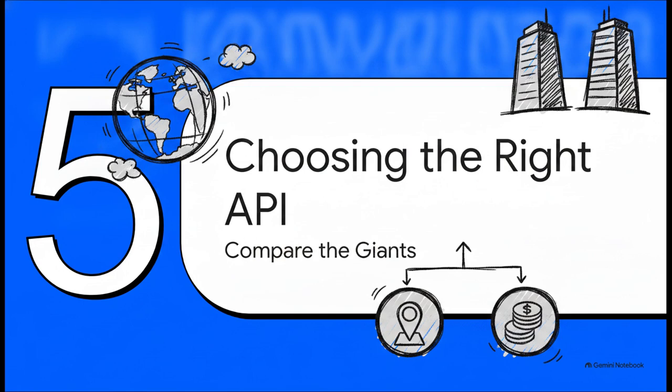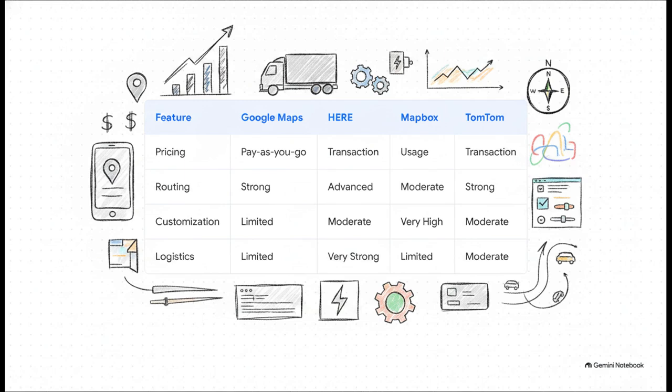Let's wrap things up with Section 5, choosing the right API. If you're a developer building custom applications, this is where the rubber meets the road. When you compare the giants, the differences are pretty clear. Google Maps is super familiar and great for consumer apps, but that pay-as-you-go model gets really expensive at scale. Then you have Here, which is an absolute beast for enterprise logistics, offering advanced routing for trucks and EVs. Mapbox rules the space for deep UI customization, and TomTom sits solidly in the middle with highly reliable real-time traffic data. Your specific operational priorities have to dictate which API you choose.